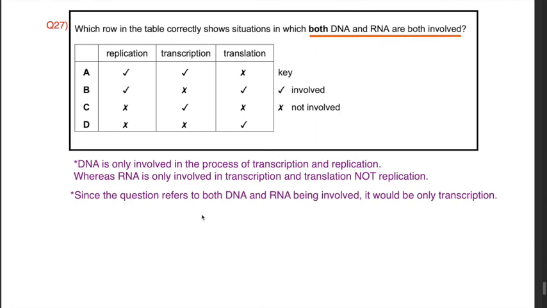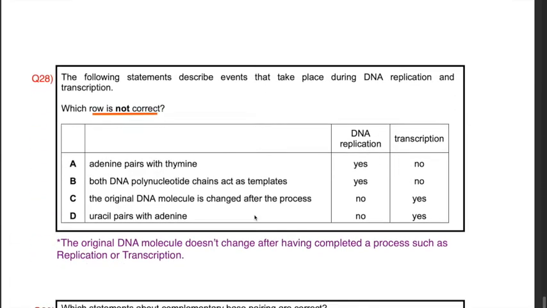Replication not involved, transcription involved, translation not involved. Question refers to both DNA and RNA being involved. And again, DNA is only involved in the process of transcription and replication. RNA is only involved in transcription and translation, not replication. And if you sort of create the Venn diagram over here, the intersection between these two would be only transcription. Therefore, both DNA and RNA are involved in transcription. Hence, the answer is C.